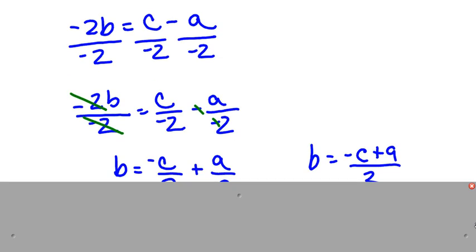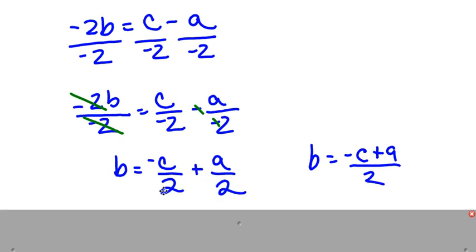Now notice how they both had a common denominator of 2. We know that when fractions have like denominators, we could add them together. So that's what this is saying here. Here's another equivalent format. Adding them together, negative C plus A over 2 is the same as negative C over 2 plus A over 2.